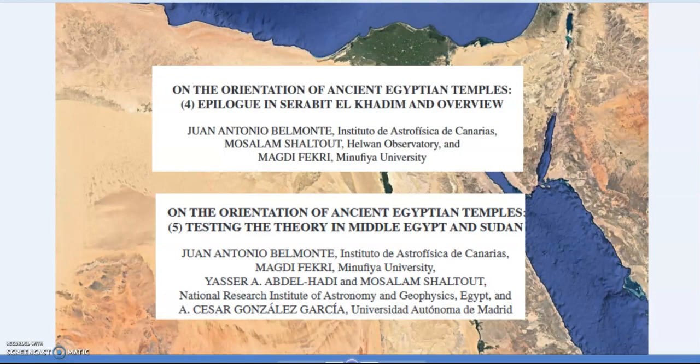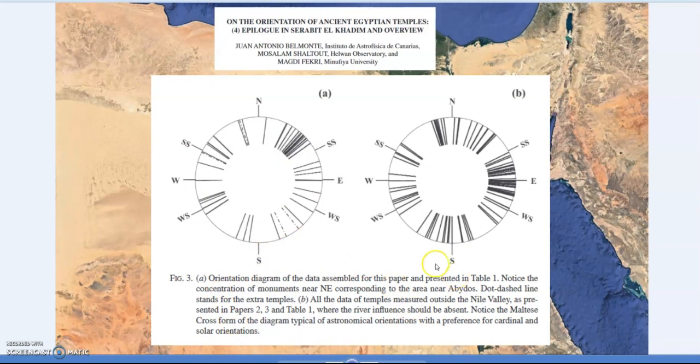So archaeoastronomy, and now I'll link these 2 papers. I'm just going to show you the breakdown of them. And so for instance we see these 2 images. Now the one on the right here is important, as you notice the Maltese cross form of a typical diagram of astronomical orientations with a preference for cardinal and solar orientation.